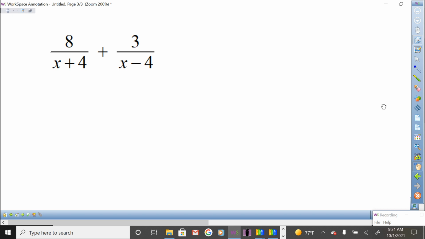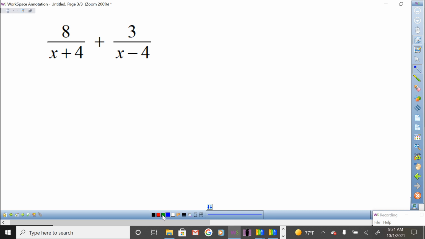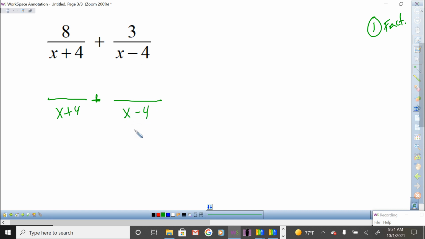8 over x plus 4 plus 3 over x minus 4. All right, once again, I'm going to start with step 1, and we have to do what? Factor. Okay, I'm going to do that in green. Can I factor the first denominator more? No, so I just bring it down, x plus 4. Can I factor the second denominator more? No, so I just bring it down, x minus 4. All right. Are they identical?